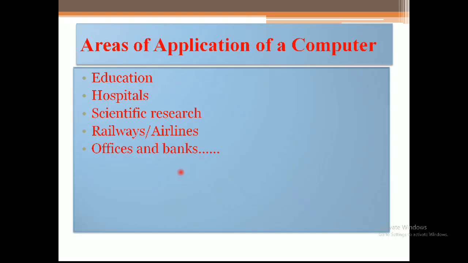Next you see the areas where computer systems are used in our daily life. It is given here: education, hospital, scientific research, railway or airlines, and offices and banks. In education, computers are used for making timetables, question papers and many more things in schools or institutions. Right now what I am doing is recording the video and teaching you, so this is also for educational purposes.